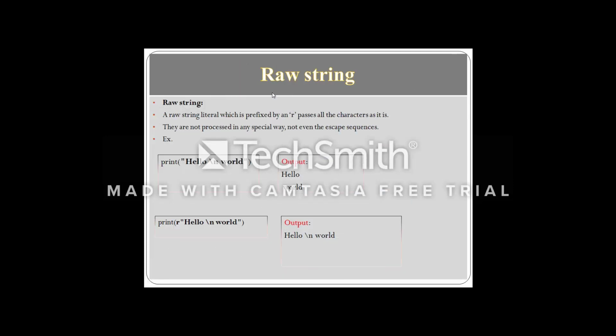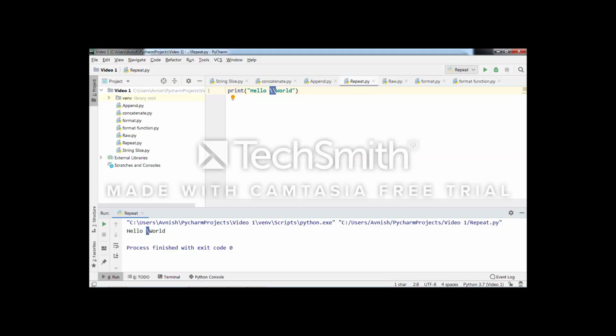Now we will discuss the next concept in Python, raw string. A raw string is a literal which is prefixed by an R, and passes all the characters as they are. They are not processed in any special way, not even the escape sequences. We will see this concept in our previous example.